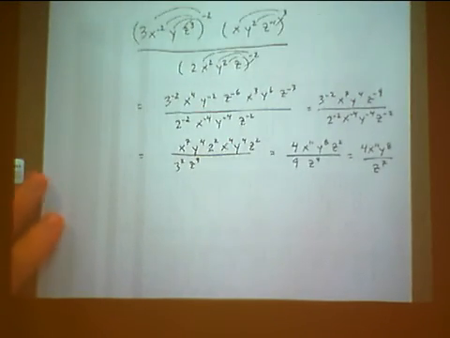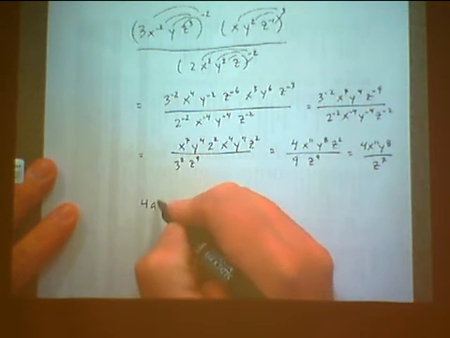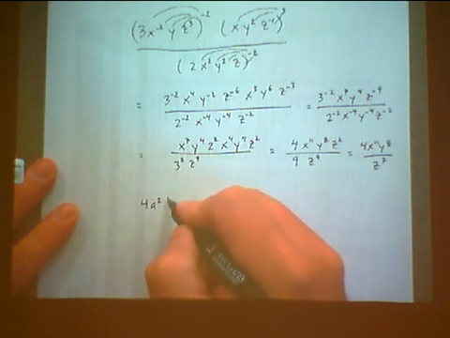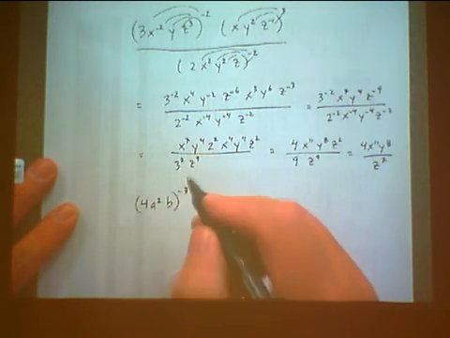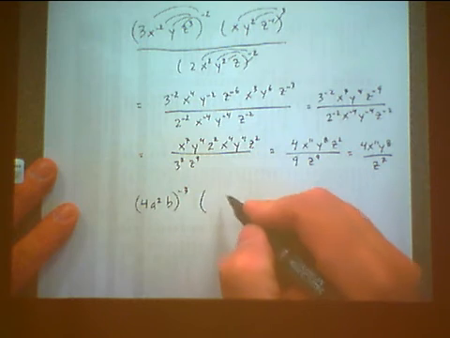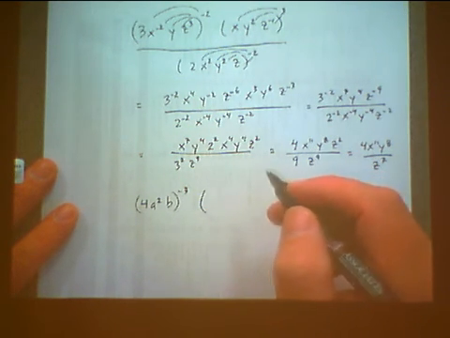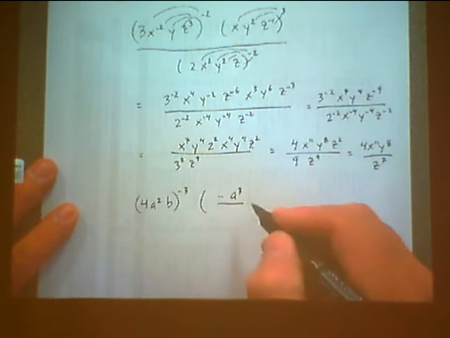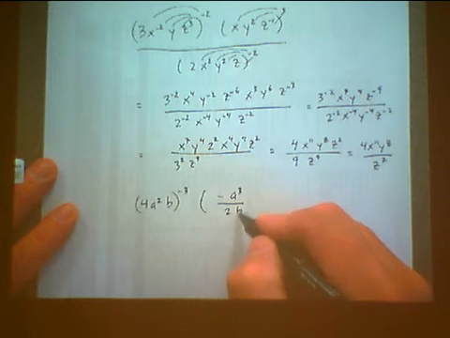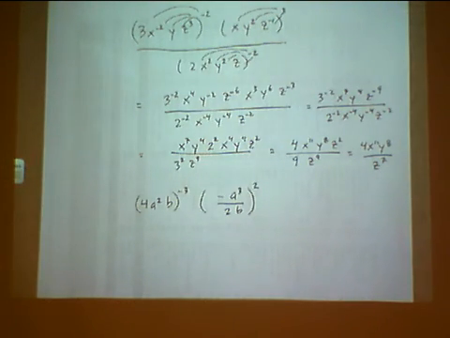Let me do a second problem. Actually doesn't look quite as messy as that one, but I want to highlight one tricky thought in this one. So we have 4a squared b, all that raised to the minus 3 power, and then minus a cubed over 2b, and this whole thing squared. All right, maybe it doesn't look that bad to you.